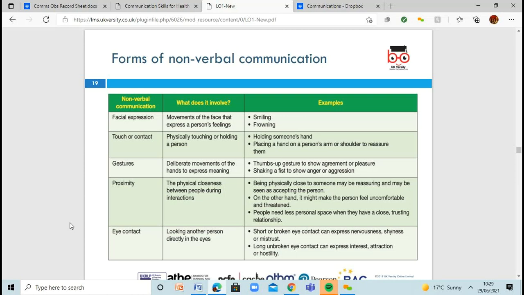Eye contact is another form of non-verbal communication. It's where you can actually show someone if you're nervous or shy, if you're not trusting them, or if you've got aggression towards them, or you're interested in them, or you're attracted to them. So it can show a lot of different things.